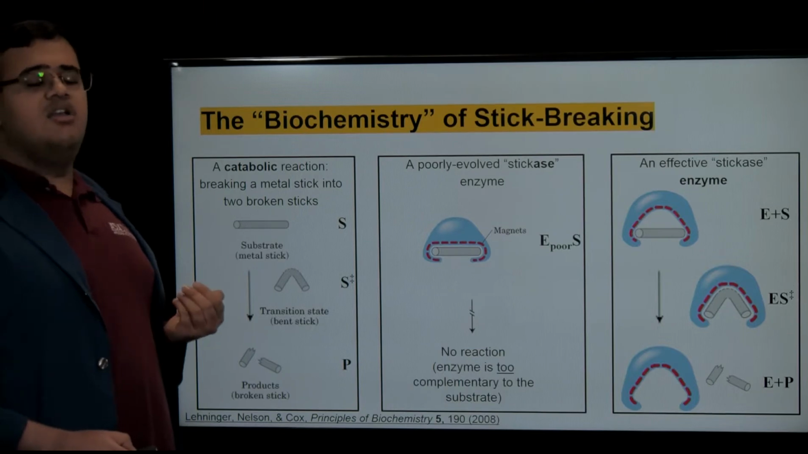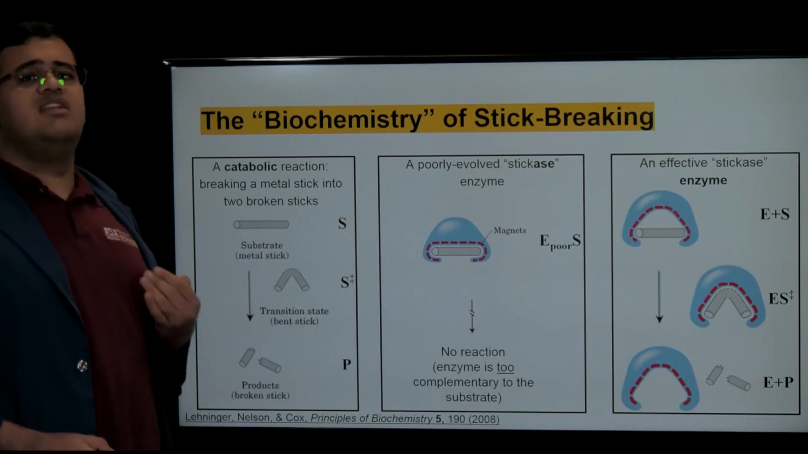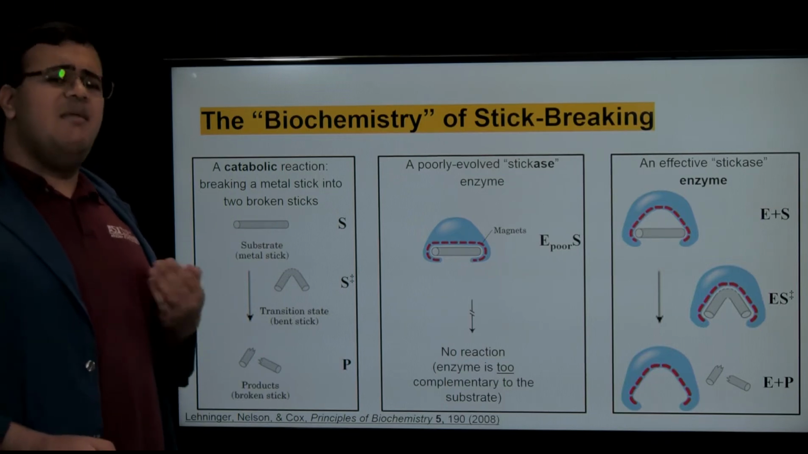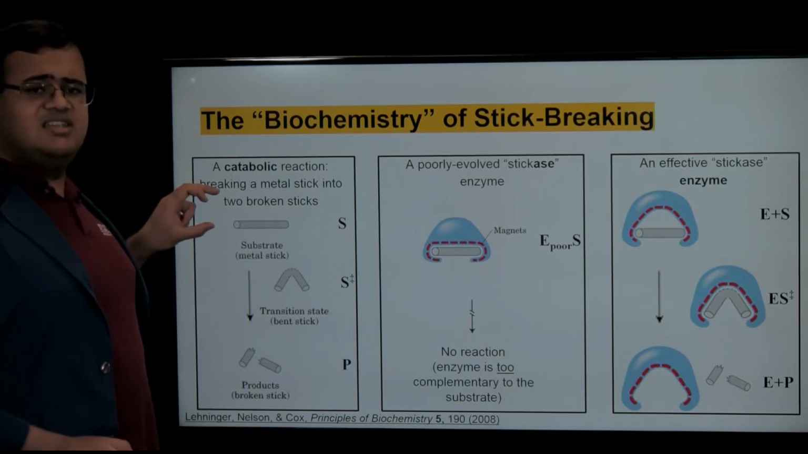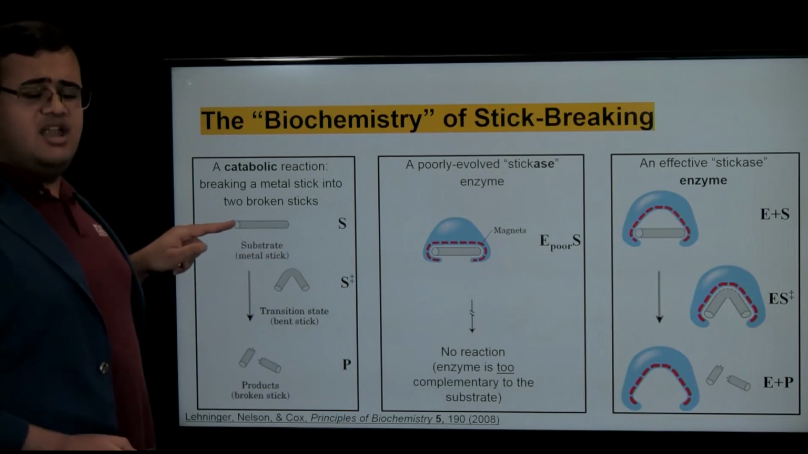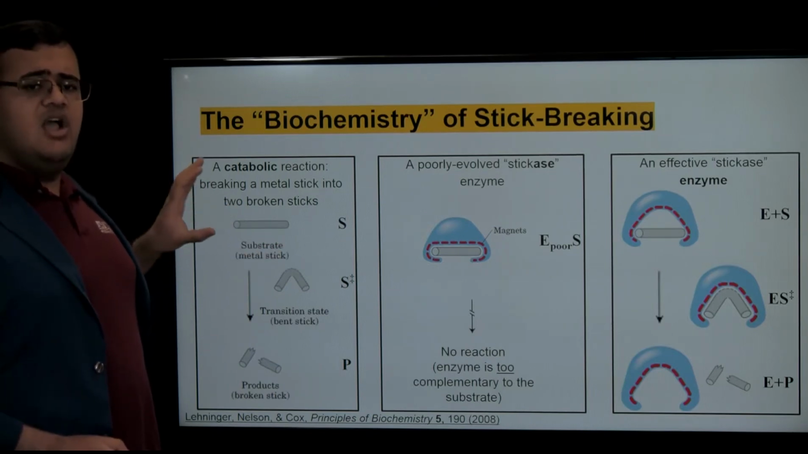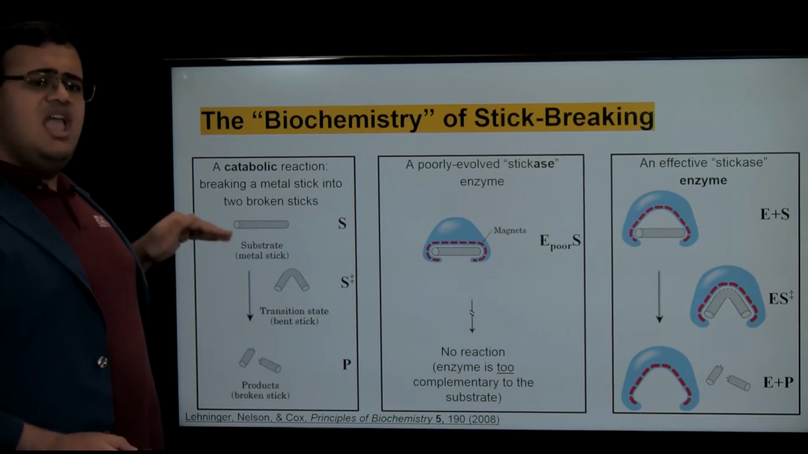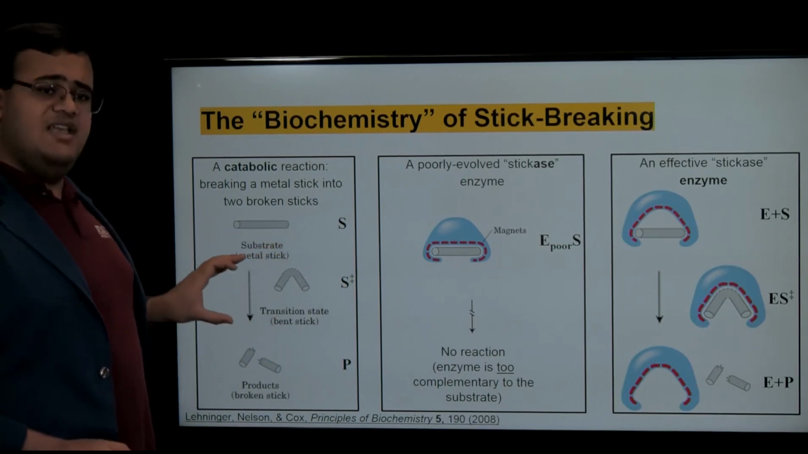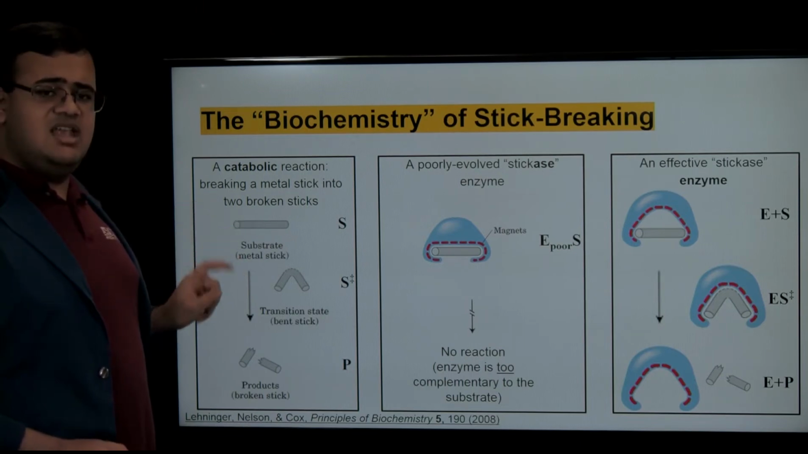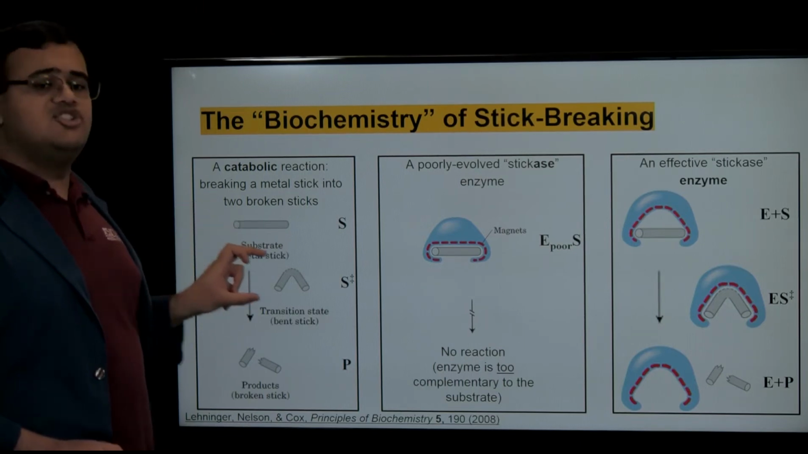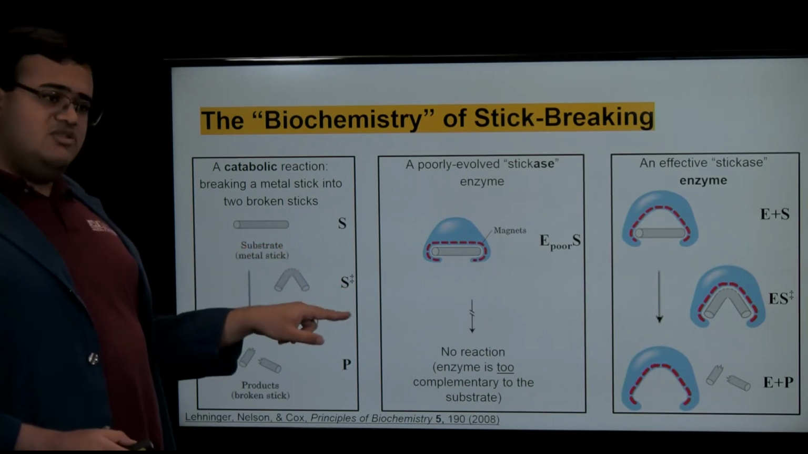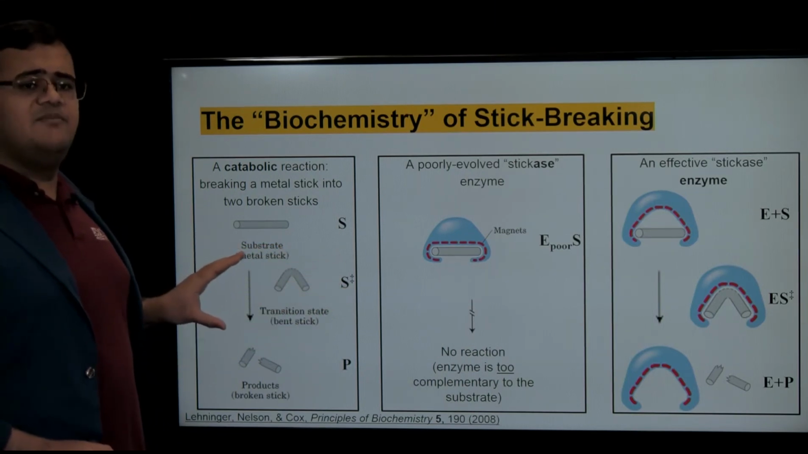Okay, so metal sticks don't tend to break on their own. You don't really see that happening. But hypothetically, if a metal stick, let's indicate it with an S for a substrate or a reactant of the reaction, were to snap into broken sticks, we'll call those the products, it would have to go through this in-between phase between a metal stick and broken sticks that we call the transition state, which is a bent stick. We'll indicate that with substrate double dagger, S double dagger.